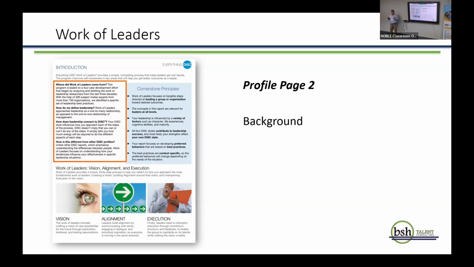And what they did is they tried to look for buckets. So there were 350 different experts that went into organizations and thought, what is the work of leaders? Hence the title, right? And what are the big buckets that they have to work on, and how can we help them be better at that? And so that's what they came up with.